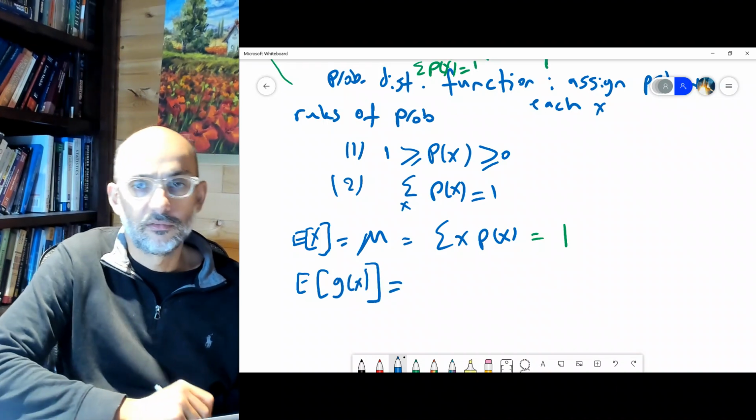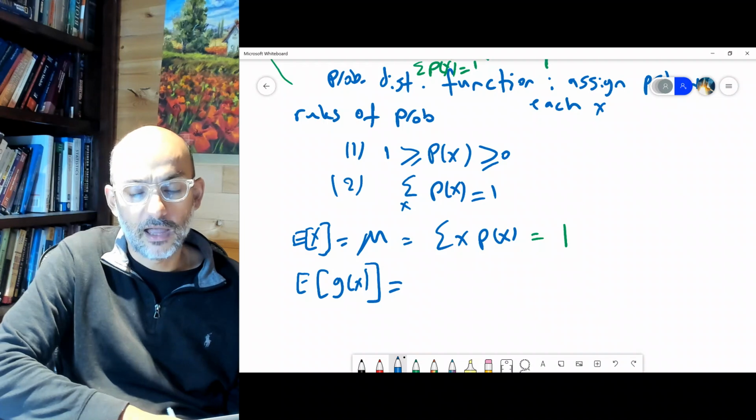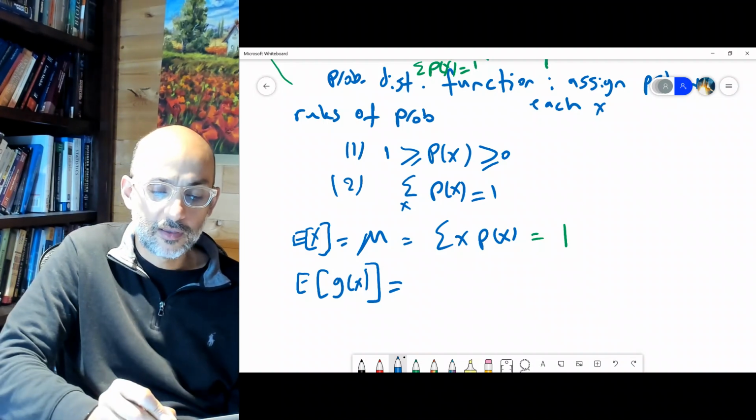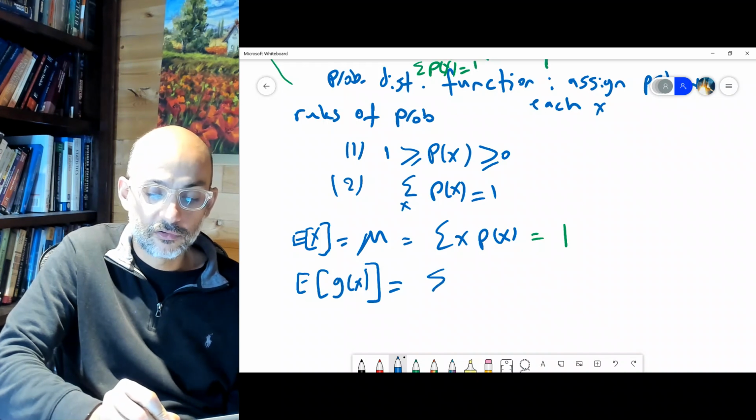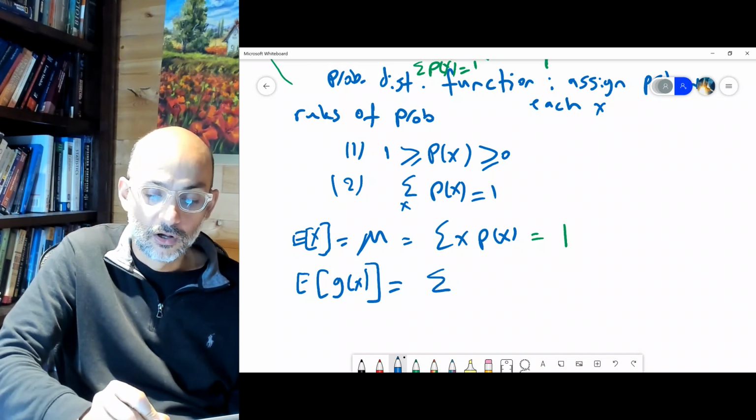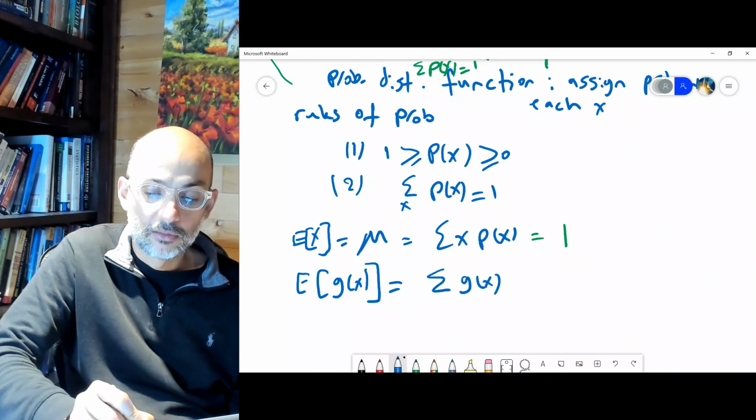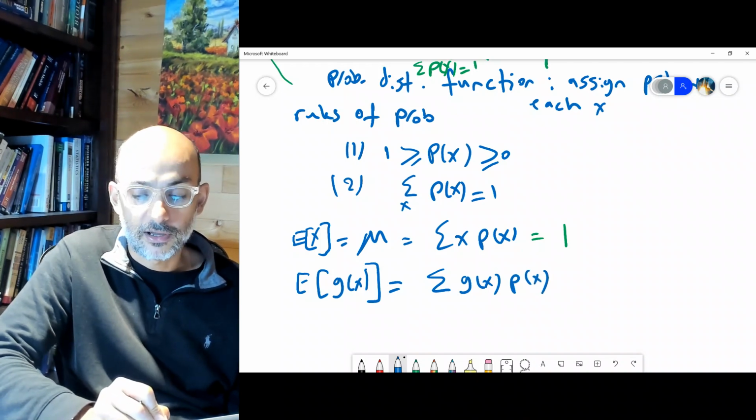Any function, not just x. It can be a function as well. It's the same logic. Instead of multiplying by x, you take the summation of g of x multiplied by the probability of x. You sum over all the values, right? And then you find it.